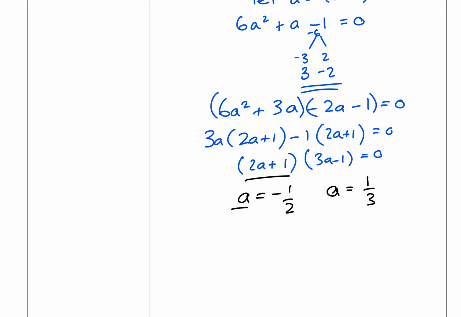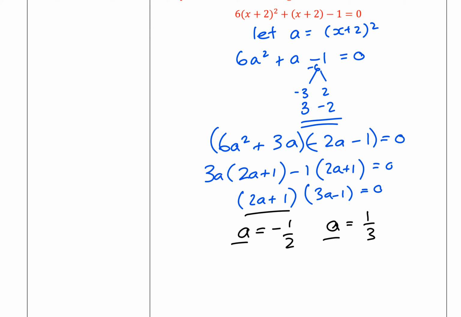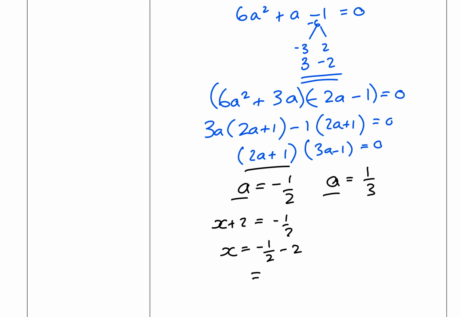Now it's important here to remember what a was. Well, I let a equal x plus 2. Sorry, I didn't let it equal x plus 2 squared, I let it equal x plus 2. So x plus 2 is equal to negative 1/2, or x is equal to negative 1/2 minus another 2. So that's going to be negative 5 over 2. Here, x plus 2 equals 1/3. So x is going to be 1/3 minus 2. That's a bit like saying minus 6 over 3. And we end up with negative 5 over 3.